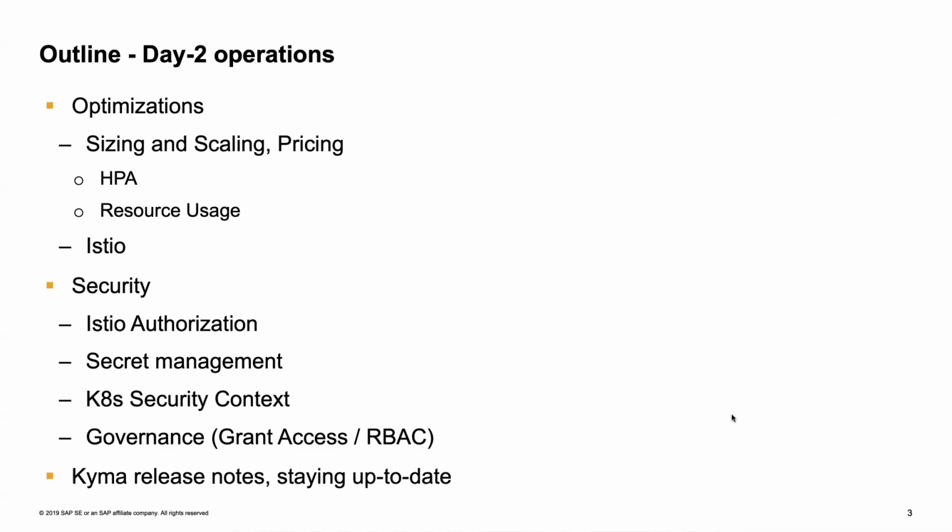We'll see the various aspects of security, how you can even restrict access for your apps using Istio authorization, talking a bit about secret management, and also a bit about Kubernetes security contexts. And last but not least, we'll look at the governance aspect from the Kubernetes perspective, or Kubernetes RBAC, because when you give access to your developers or set up access for your CI/CD pipelines, it is important to understand what kind of access you can give and what the implications of those accesses are.